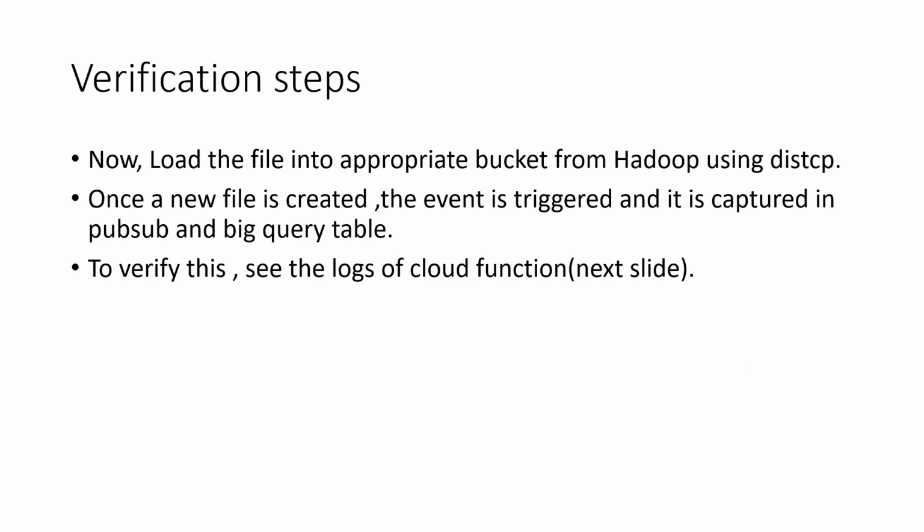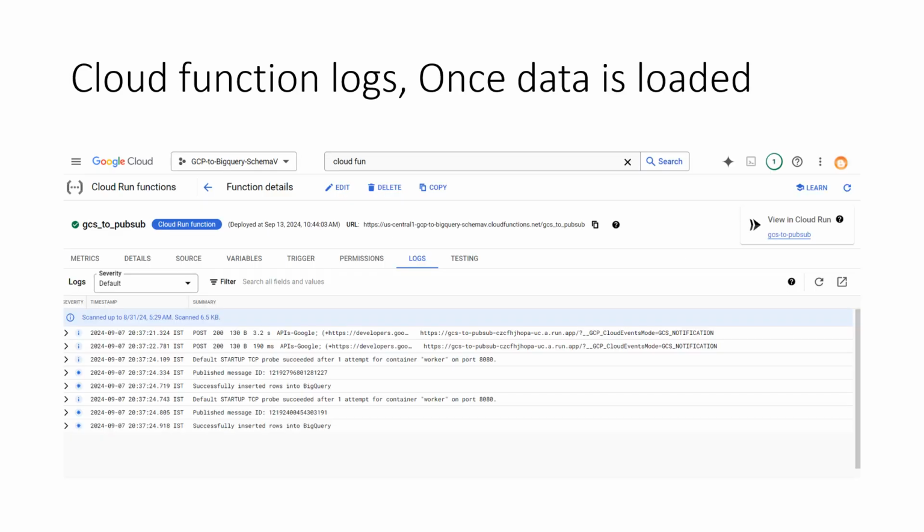These are the verification steps. Now load the file in the appropriate bucket from Hadoop using gsutil. Once the file is created, the event is triggered and captured in PubSub and the BigQuery table. To verify this, see the logs in the cloud function. Once the data is loaded by the cloud function, it gives a success report like in the below screenshot.